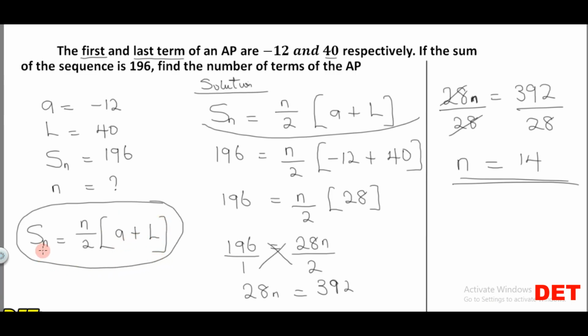The sum of an AP when the last term is given is equal to n all over 2, open bracket, a plus l, bracket close. This formula you must remember always. All right.